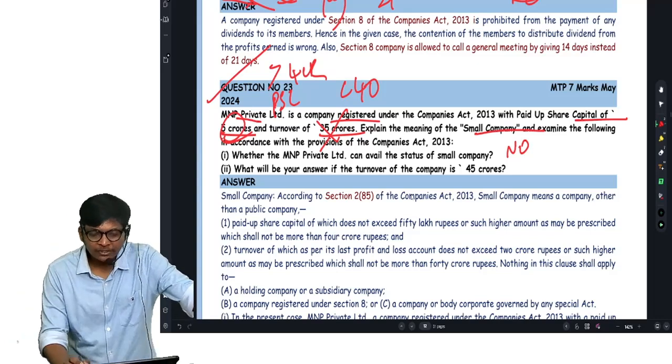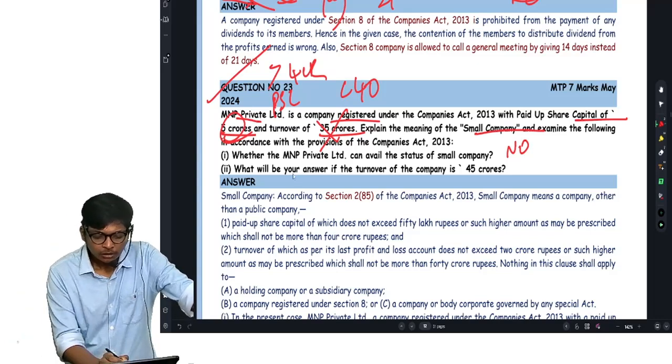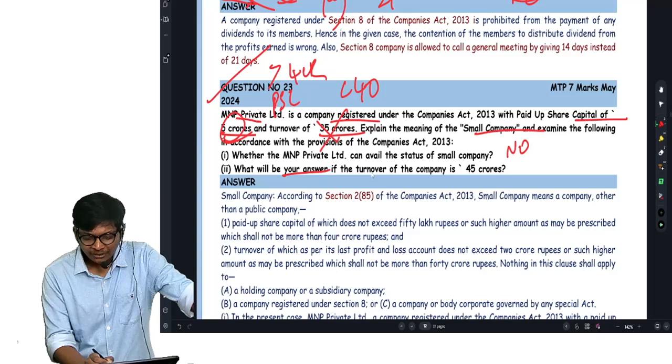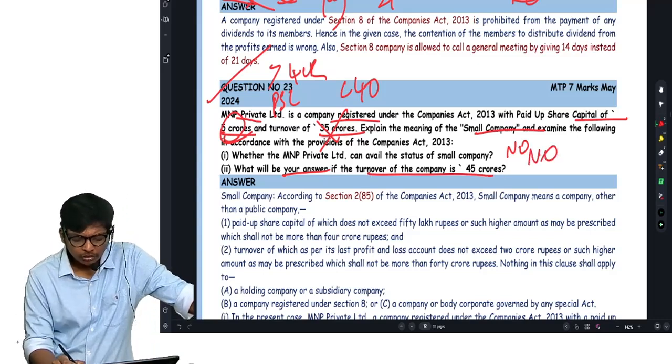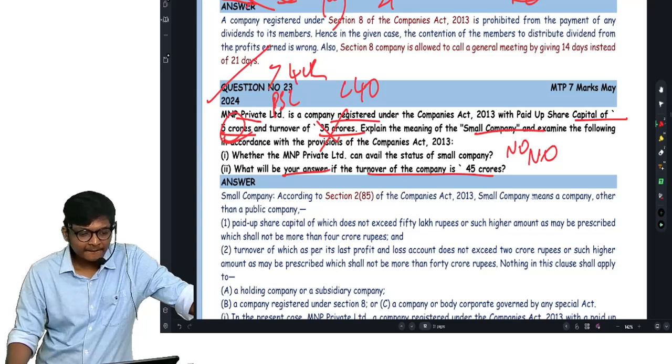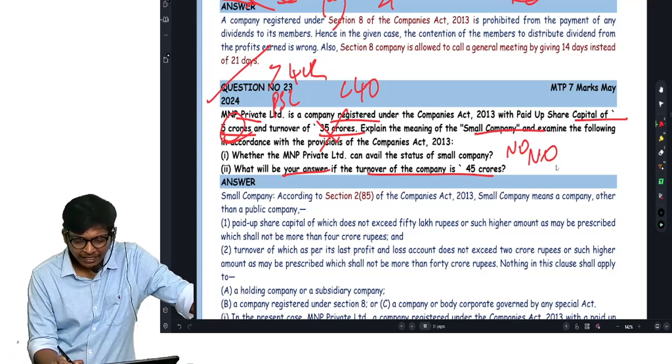Okay. In the previous question we missed the second point. You should not do this in the exam. What will be your answer if the turnover is different? Still the answer is no, because the limit is crossing, it is not a small company.